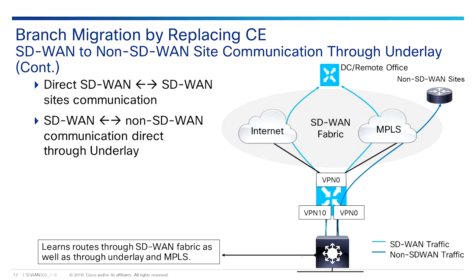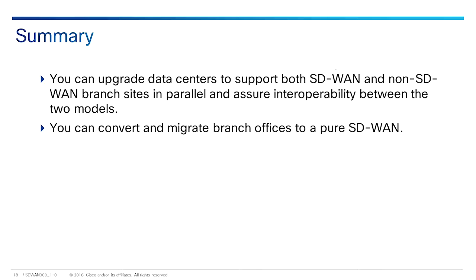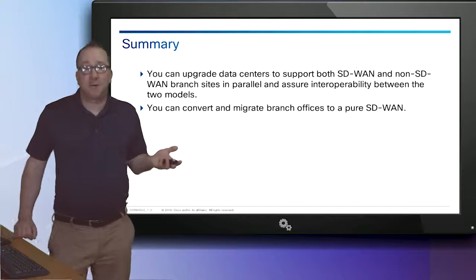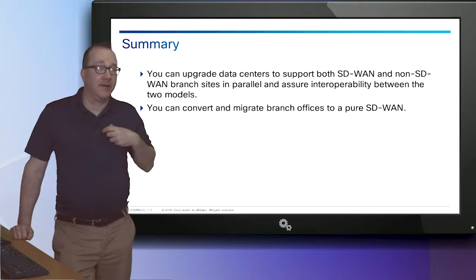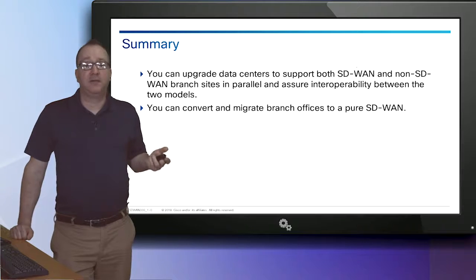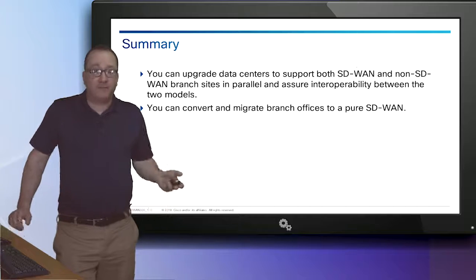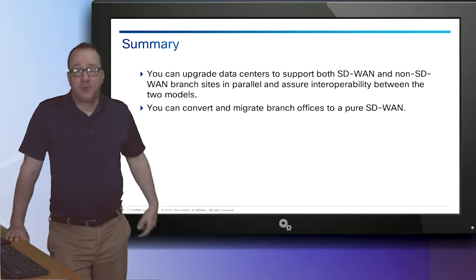Consequence of this setup is now traffic to SD-WAN sites goes through the SD-WAN tunnels, and traffic to MPLS VPN sites goes straight through the underlay. So in summary, you can upgrade data centers to support both SD-WAN and non-SD-WAN branch sites in parallel and assure interoperability between the two models. And we can convert and migrate branch offices to a pure SD-WAN.